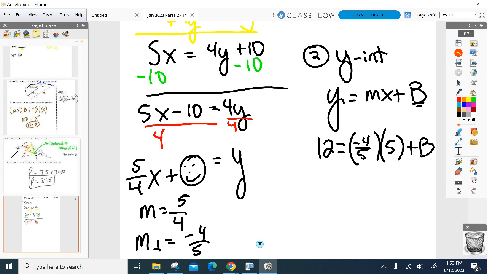Calculate your b-value and write the final answer. And a reminder, all this has to be done in pen the day of. I don't care, obviously, what you do now while you're studying, but day of, it needs to be done in pen. 16. Y equals negative 4/5 x plus 16.